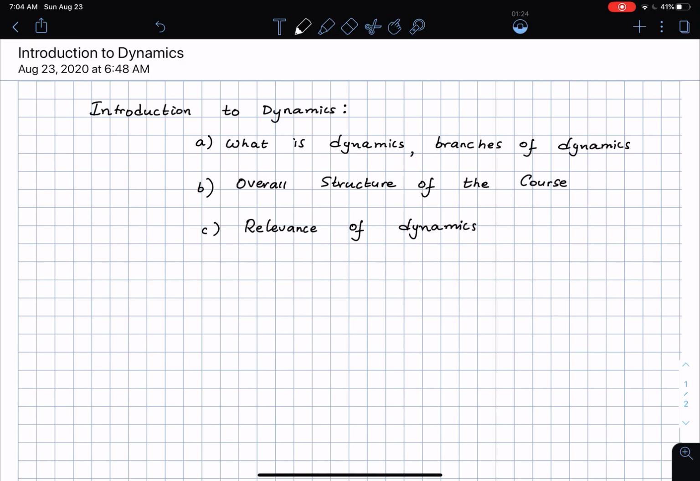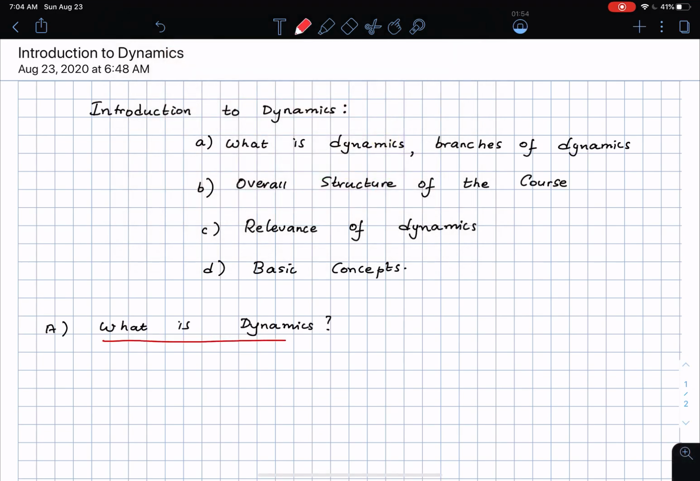And then lastly, we will look at certain basic concepts that you might have come across in statics or mechanics of materials as well. Okay, so we look at some basic concepts. All right, so let's start with the question, what is dynamics? This is a question I'm sure you might have encountered and had an answer to when you were studying introductory classes in statics and mechanics. There would have been a mention of the word dynamics there.